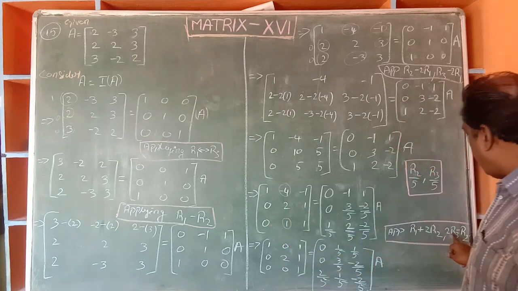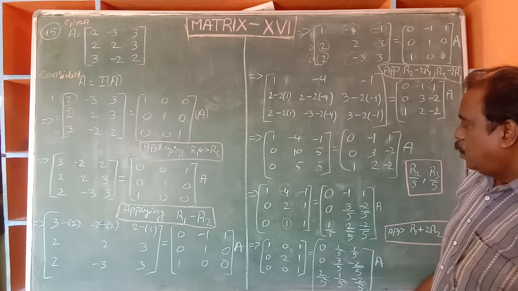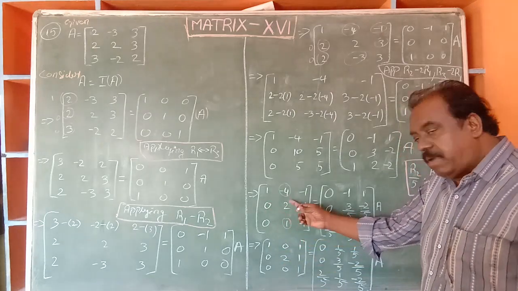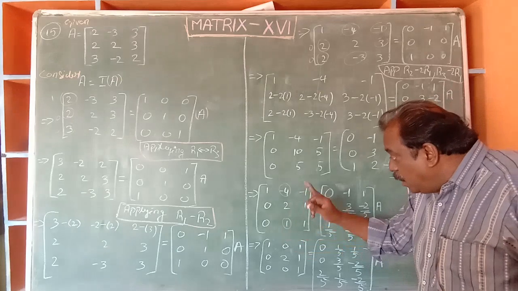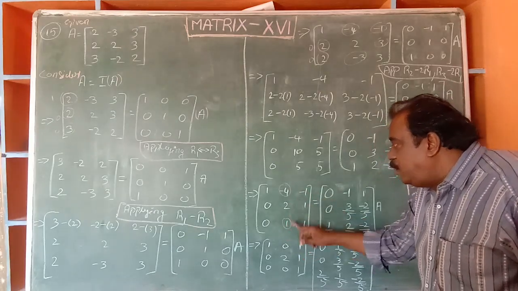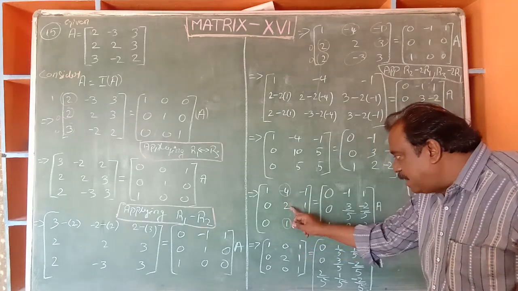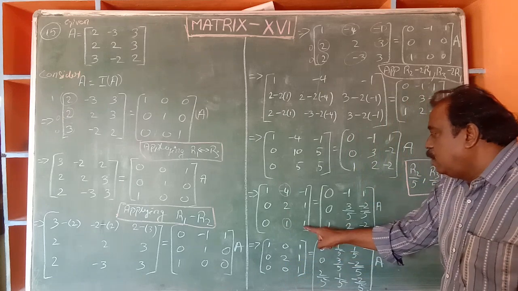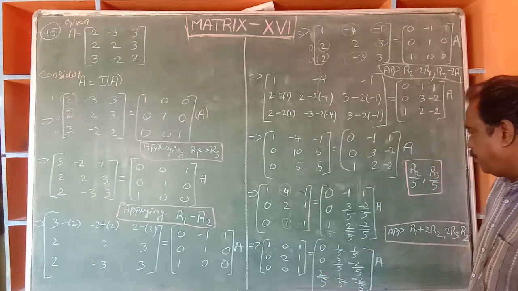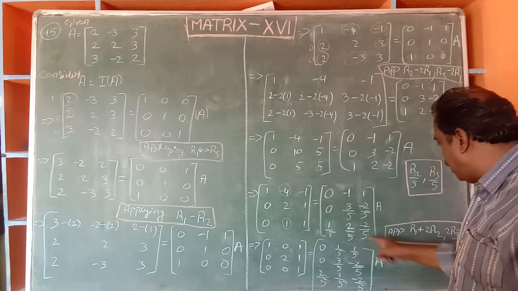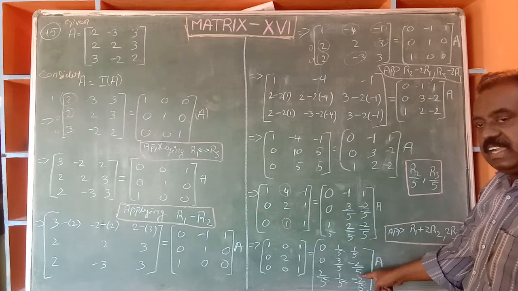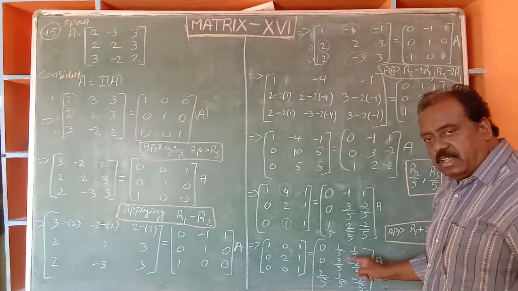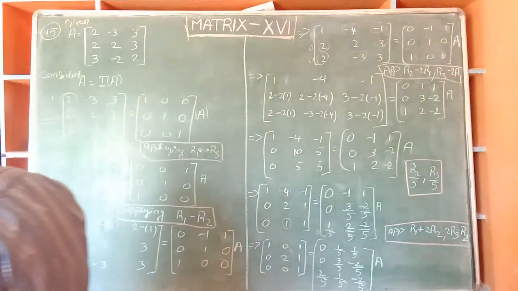And again 2R3 minus R2. 2 into 0 minus 0 is 0, 1. 2 into 1 minus 2: in order to get 0, 2 into 2 minus this 2. So 2 into R3 minus R2, we will get 0 here. Okay? And here also 2 into 1 minus 1 is 1. Here also the same, by using the same method we will get this. Like this we have to do the problem.